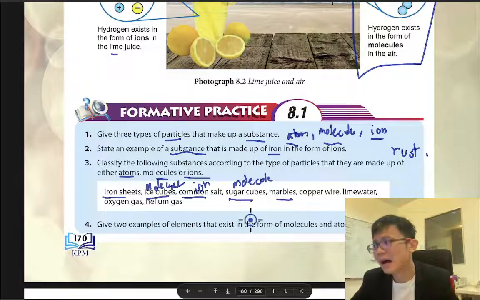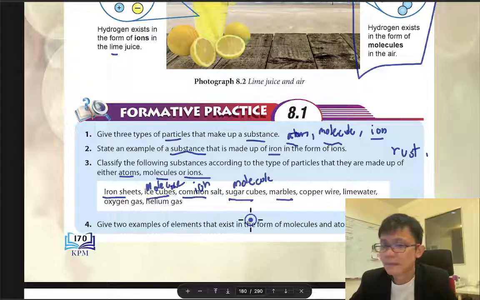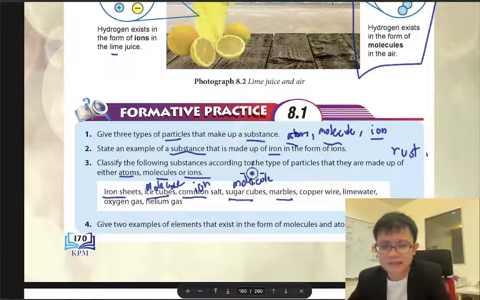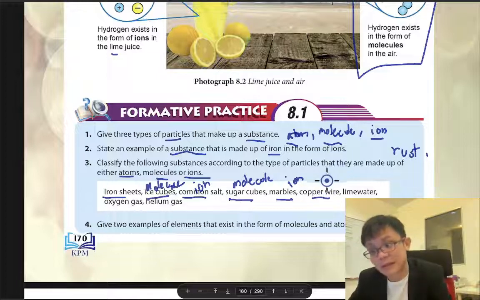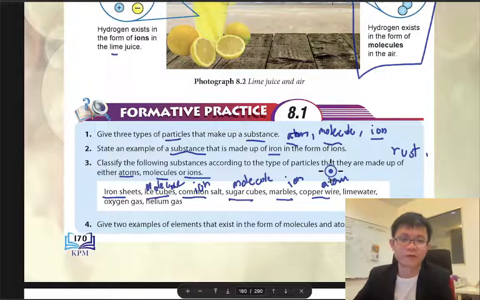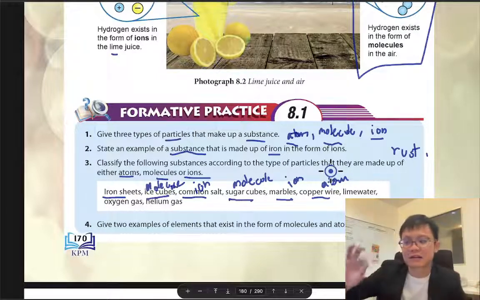Marble is made up from sand, so it's an ion. This one actually I'm not sure, but I know the answer is ion. Let's just write ion. Copper, obviously copper is just copper, like a metal, a single element, so we just say atom. Copper is the thing that you use to make your electric wire. If you open your wire, the metal that comes out is copper, shining.